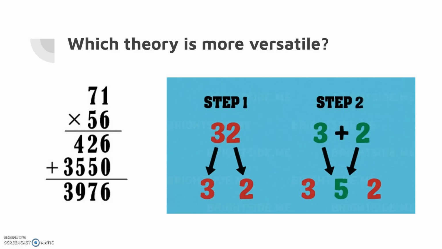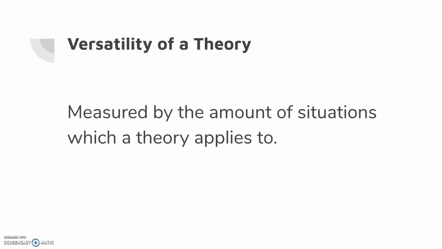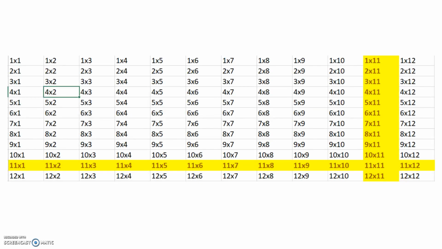Let me begin by introducing a specific question. Which theory is more versatile, the proper method of multiplication or the 11 multiplication trick? The answer is seemingly obvious, the first one, but we must be careful in how we define and measure versatility. If we measure versatility by the amount of situations which a theory applies to, the surprising conclusion is that both multiplication techniques have the same versatility. This can be easily proven.